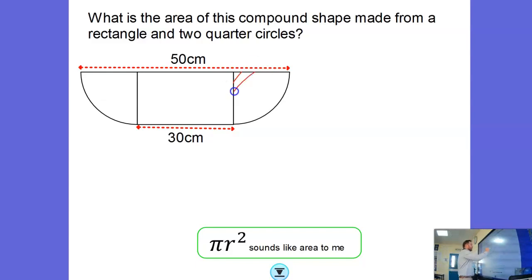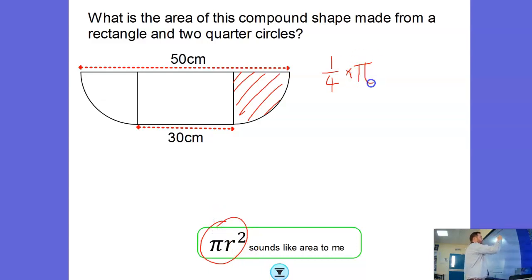For a quarter circle, I basically do a quarter of, and then we use the formula for a full circle, which is pi r squared. So a quarter times pi r squared will give us each of those areas. However, these are the same size, so I can just multiply that by 2 at the end.